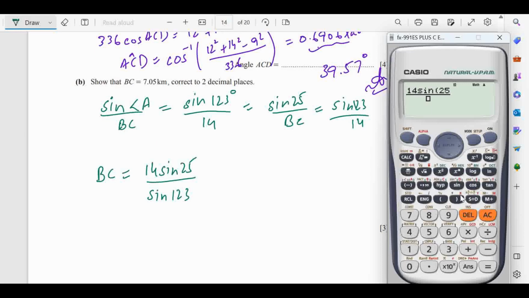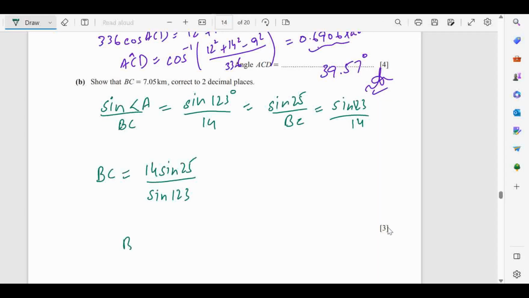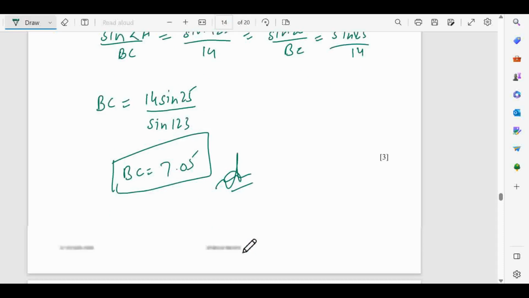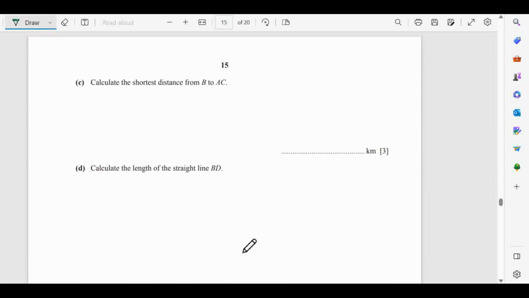So 14 into sine of 25 divided by sine of 123. This will be equal to 7.05. BC will be equal to 7.05. That's what we have to prove. This will be the final answer. Let's move to the next part.